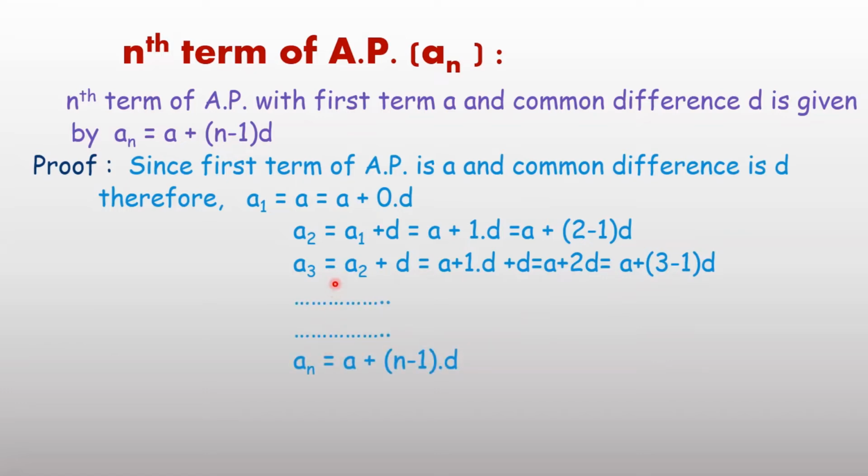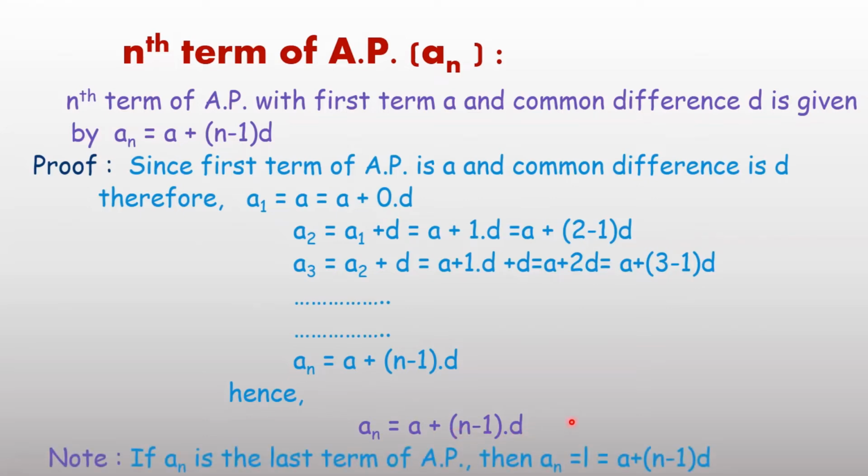Similarly, if you observe, a3 is written as a plus 3 minus 1 into d, a2 written as a plus 2 minus 1 into d. Therefore, an equal to a plus n minus 1 into d. The coefficient of d is 1 less than the position of the term. Therefore, the nth term of AP equals a plus n minus 1 into d. If an is the last term of AP, then an equal to L equal to a plus n minus 1 into d.